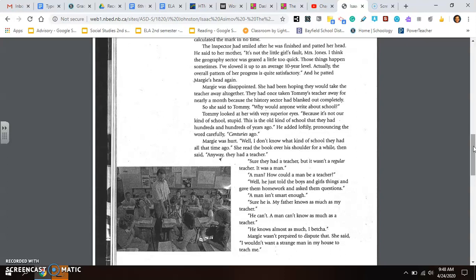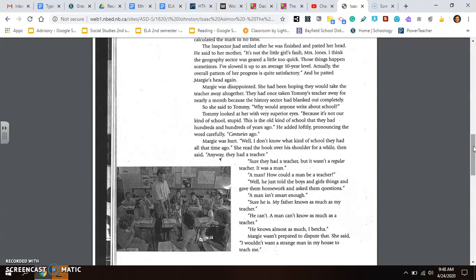Margie was disappointed. She had been hoping they would take the teacher away altogether. They had once taken Tommy's teacher away for nearly a month, because the history sector had blanked out completely. So she said to Tommy, "Why would anyone write about school?" Tommy looked at her with very superior eyes.